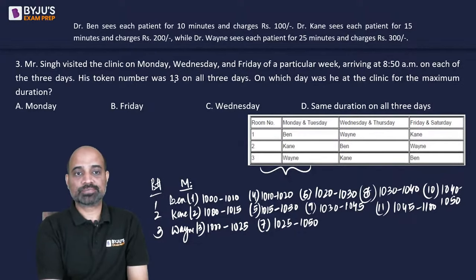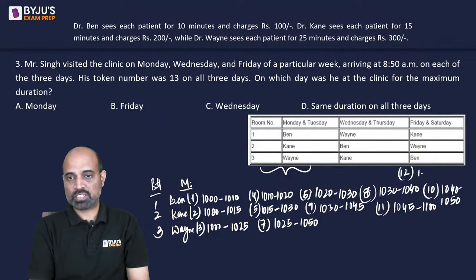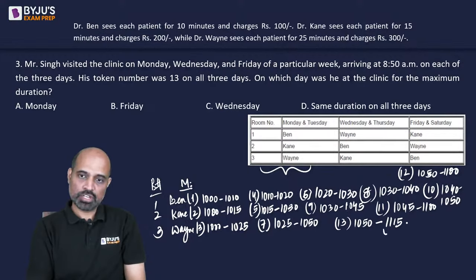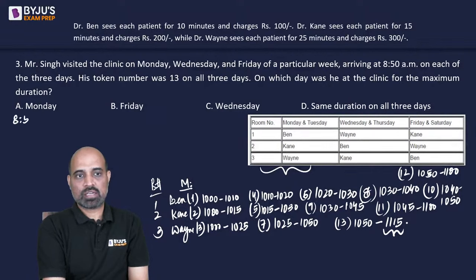So Mr. Singh will come after this. So I'll write it above. Patient number 12 will go to room number 1, which is 10:50 to 11. And then patient number 13 will be from 10:50, he sees him for 25 minutes, so that is going to be 11:15. So can we say Mr. Singh is going to be free from the clinic by 11:15? He arrives at 8:50 on Monday. He is going to be free by 11:15.